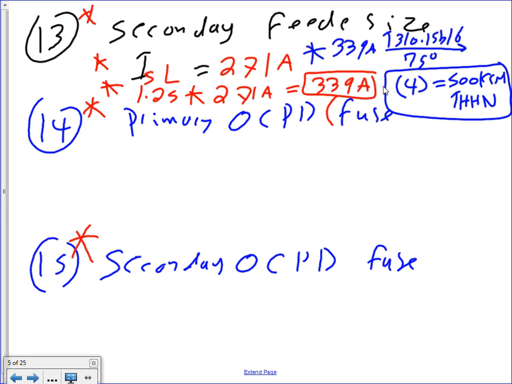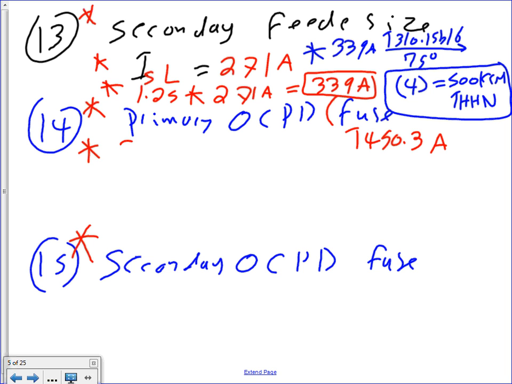Okay, shall we do the fuse? Let's do the fuse. Primary overcurrent protection device fuse. For the primary overcurrent protection device fuse, here's the table that we're going to go to. If you write to yourself a note, table 450.3(A). From 450.3(A), because it's a transformer, here's what it tells me.